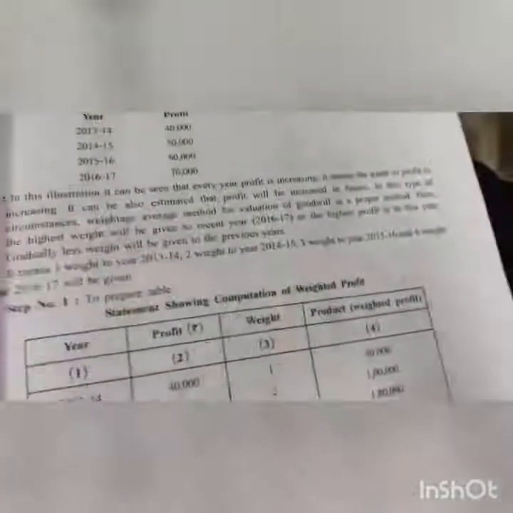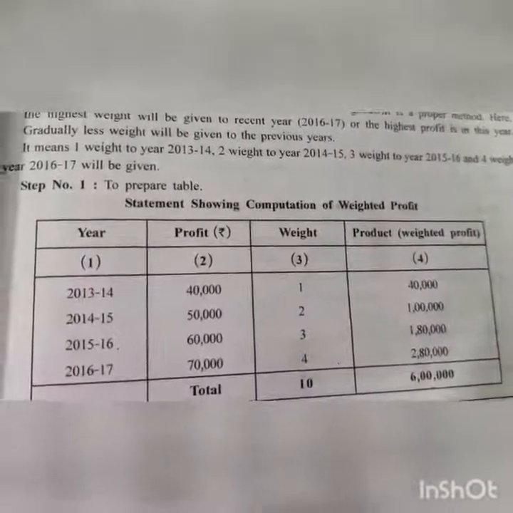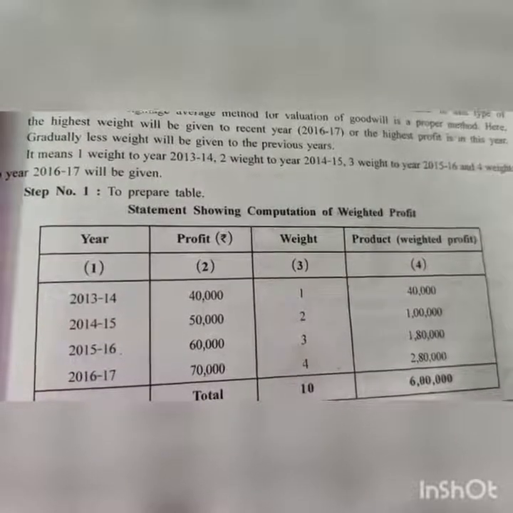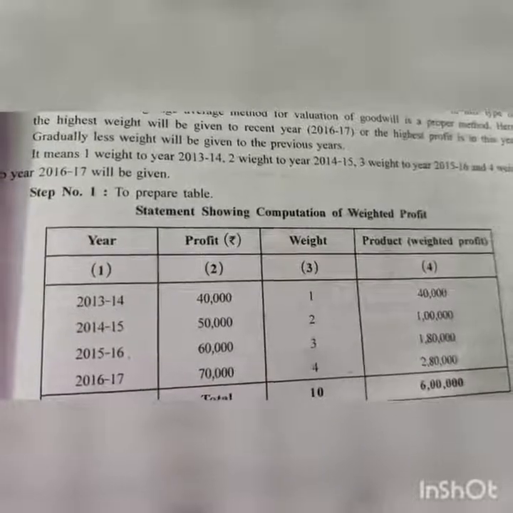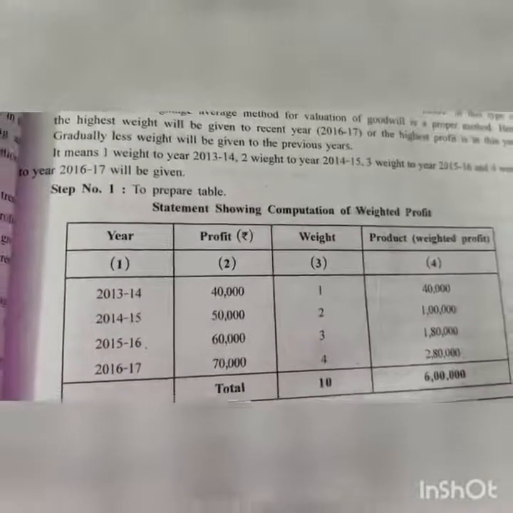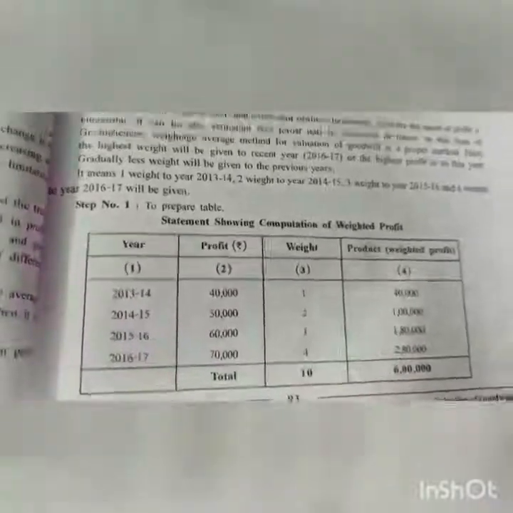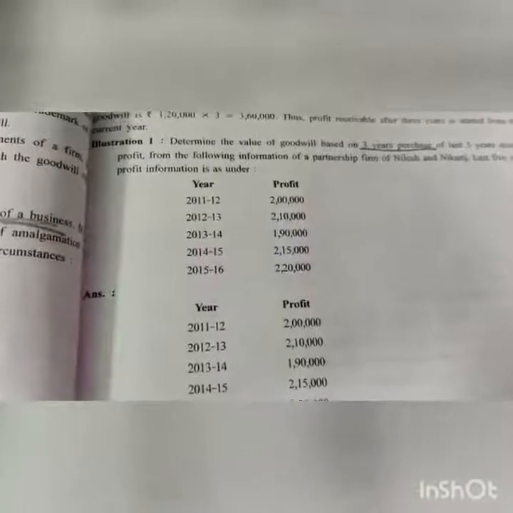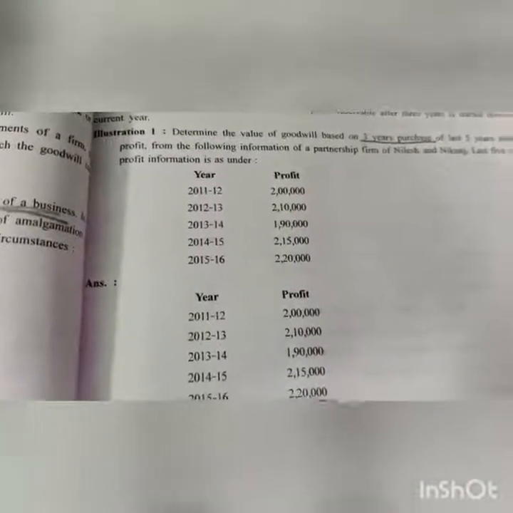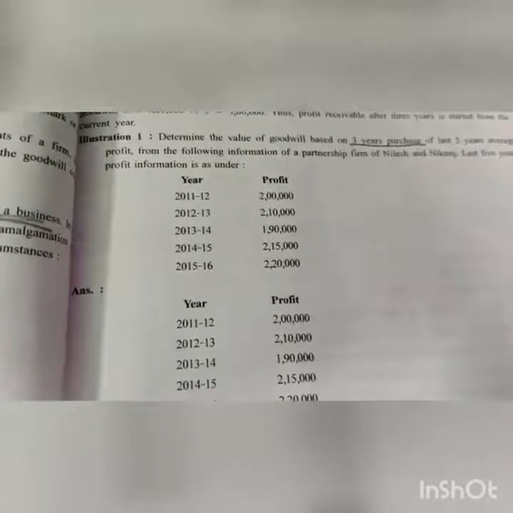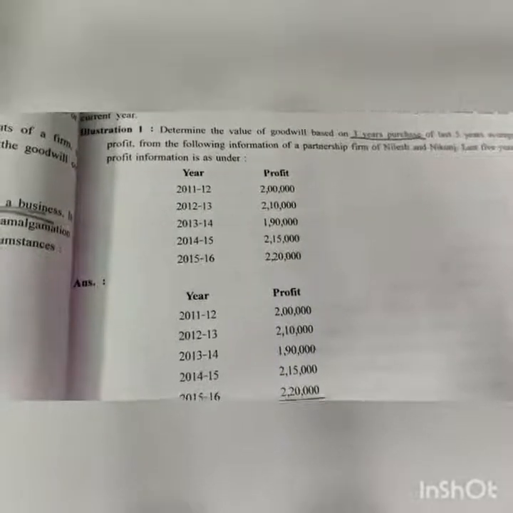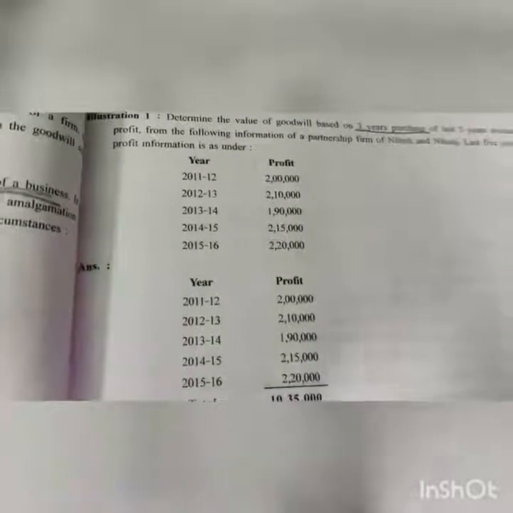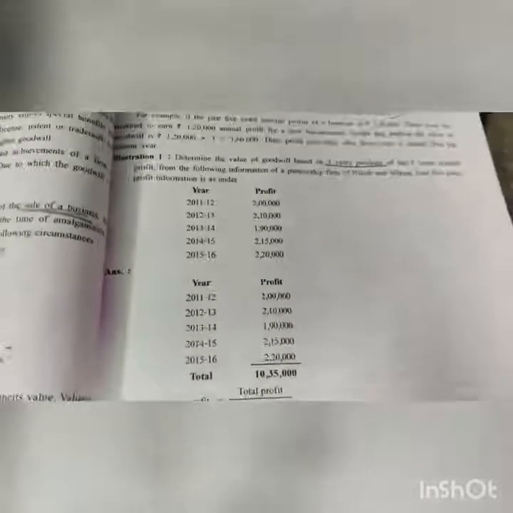For this I'll show you. See here the amount of profit: 13, 14, 40,000, then 50,000, then 60,000, then 70,000. It is clearly visible that the amount of profit is continuously increasing. So here you have to use the weighted profit method only. Whereas in this sum, illustration 1, the amount of profit is 2 lakh, then increasing it is 2,10,000. Now it is decreasing, 1,90,000. Now again increasing 2,15,000, again increasing 2,20,000. So increase, decrease. So you will use the average profit method.